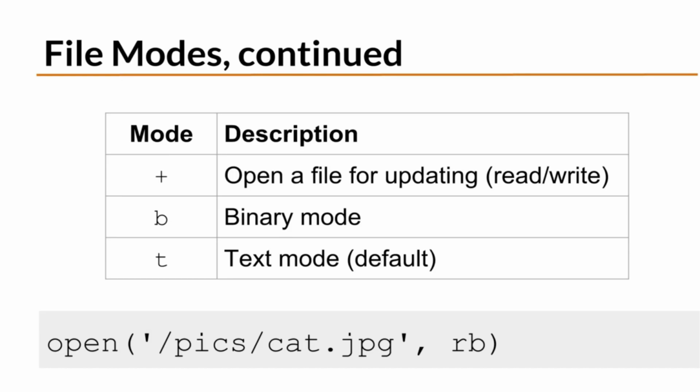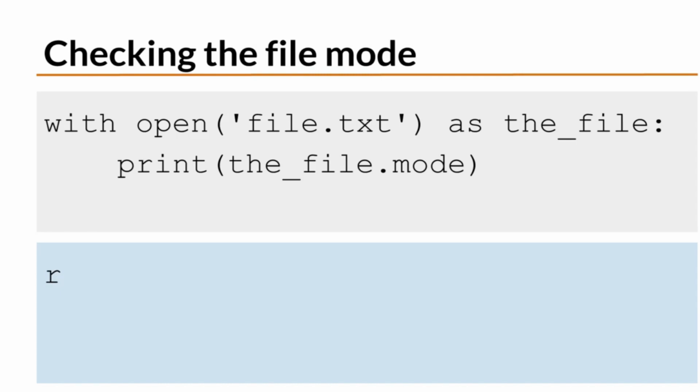Text files contain strings while binary files contain a series of bytes. Said another way, text files are human-readable and binary files are not. Examples of binary files include images, videos, and compressed files. To check the current mode of a file, use the mode attribute on a file object. In this example, you can see that the default mode of R is used when opening a file.